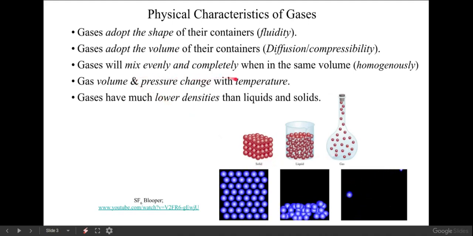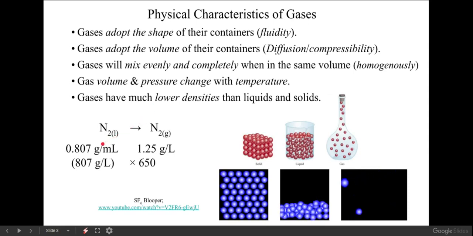The volume and pressure of gases are very sensitive to temperature. You could technically heat up a solid or a liquid and change its volume, but it's a pretty insignificant amount. But gases can drastically change in volume and pressure with temperature. They also have significantly lower density. Solids and liquids are called the condensed phases, meaning they're clustered together, but gases are very spread out. So while these are the condensed phases, gas is the non-condensed phase.